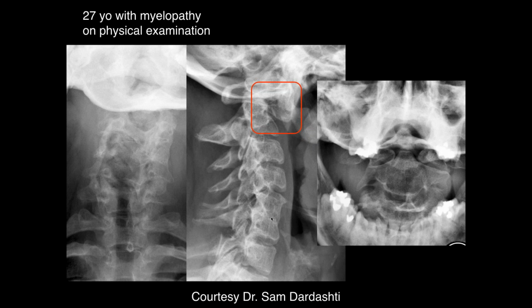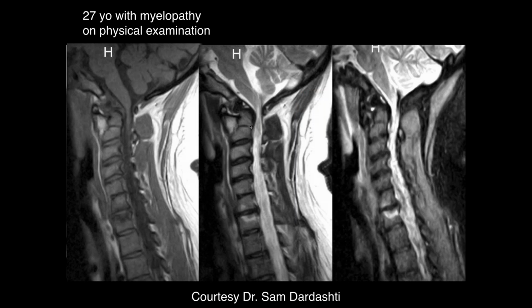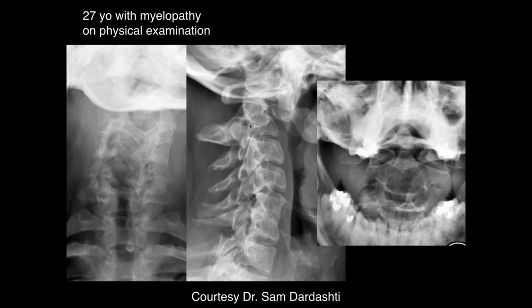So the dens looks high compared to the axis. Maybe a little separation here. Here's what the MR scan looks like. Yeah, there's definitely separation here.